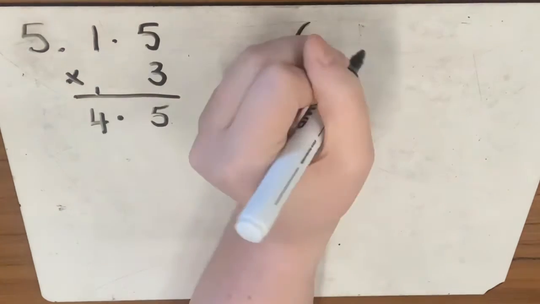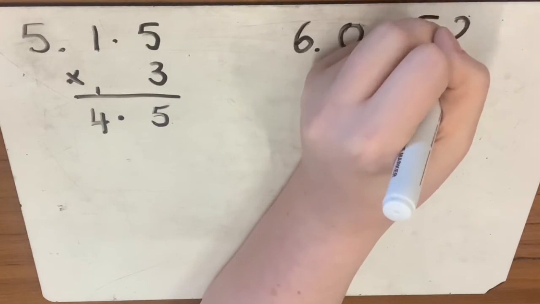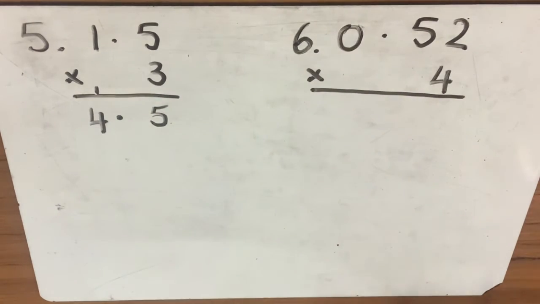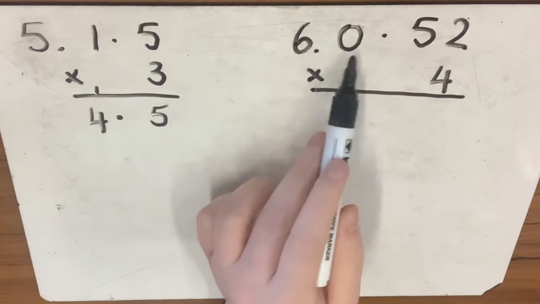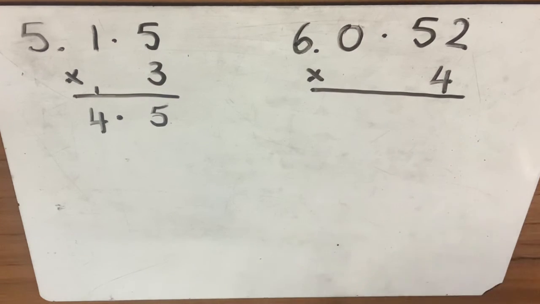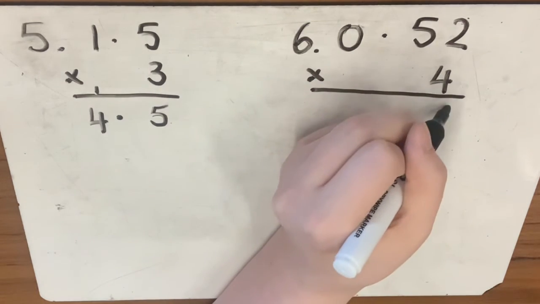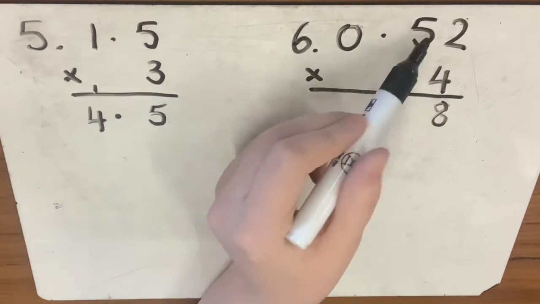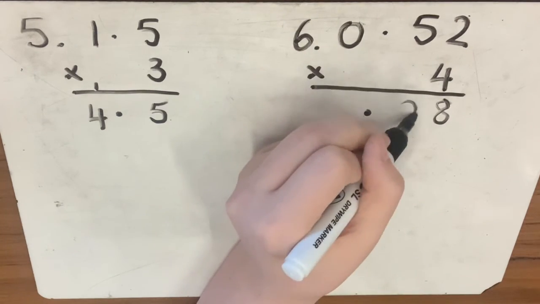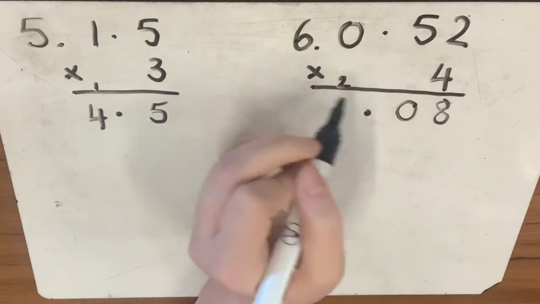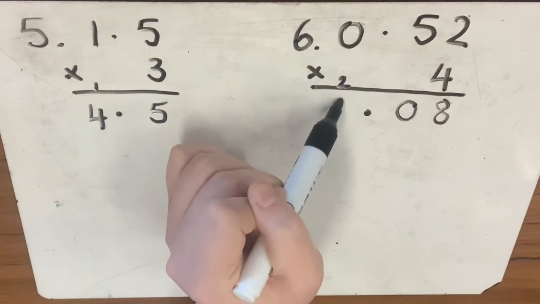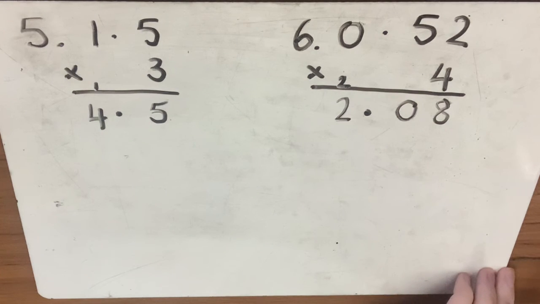Okay, question number 6. Alright, I've got 0.52 times 4. And again, I know there's a 0 there and that sometimes throws people, but you do not do anything differently. So pause and give that a go. Okay, so we've got 2 4s, which are 8. Oh, sorry, I should have put my decimal point in first, silly me. 2 4s are 8. 5 times 4, or 4 times 5, is 20. So I put my 0 and I carry my 2. 4 times nothing is nothing, plus 2 is 2. So my answer is 2.08.